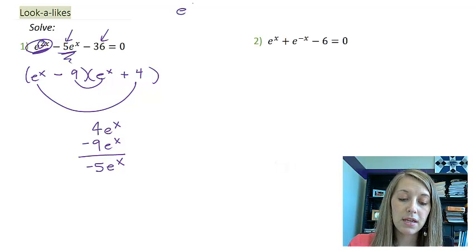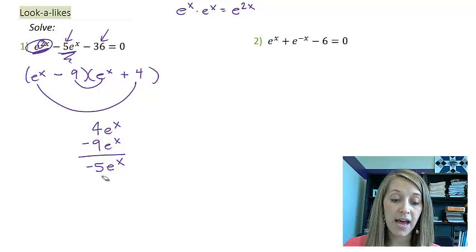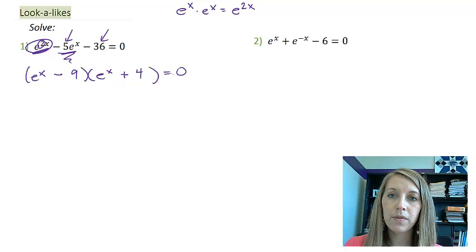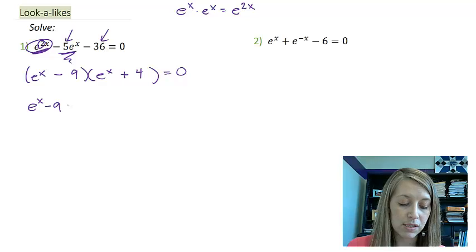So again, e to the x times e to the x, we add the exponents, e to the 2x. And so that's why this factors the way it does. And now these factors here are equivalent to 0. So I just solve them by setting each factor equal to 0.